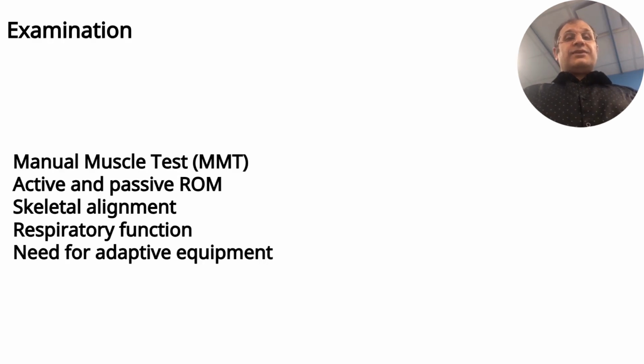Examination in muscular dystrophy. 1. Muscle strength is assessed using manual muscle testing and a dynamometer. 2. Both active and passive range of motion are evaluated. 3. Functional testing is conducted. 4. Skeletal alignment is checked for lordosis, scoliosis, and kyphosis. 5. Respiratory function is assessed through chest excursion during breathing or the use of a spirometer. 6. The need for adaptive equipment is evaluated.